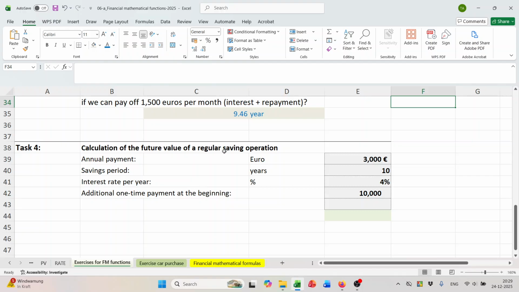Calculation of the future value of regular savings operations. Here we have to calculate the future value.